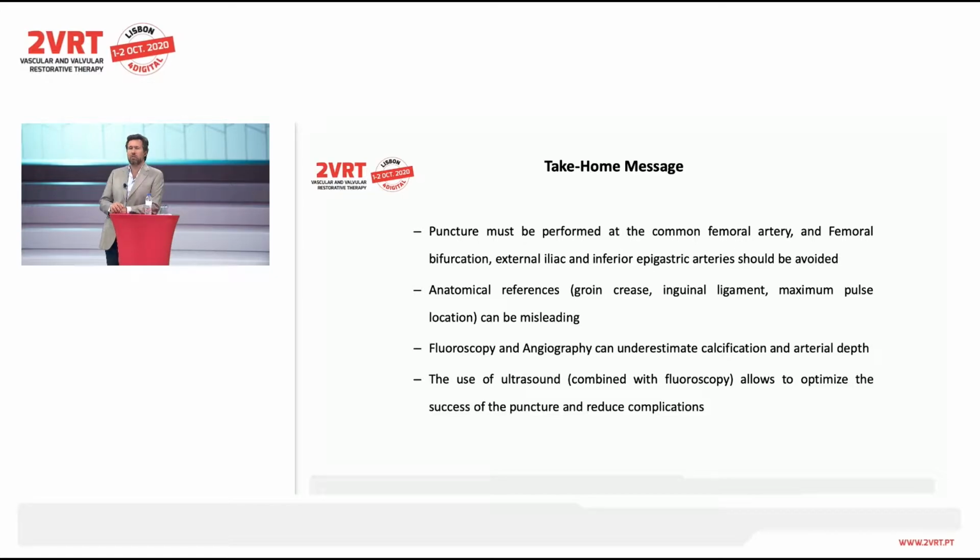Anatomical references, as I showed in one slide, can be very misleading. Fluoroscopy and angiogram can underestimate the calcium and arterial depth. With the echo, we can know exactly that it's 2 centimeters below the skin, and so we're much more precise. And the use of ultrasound combined with fluoroscopy is nowadays our gold standard.